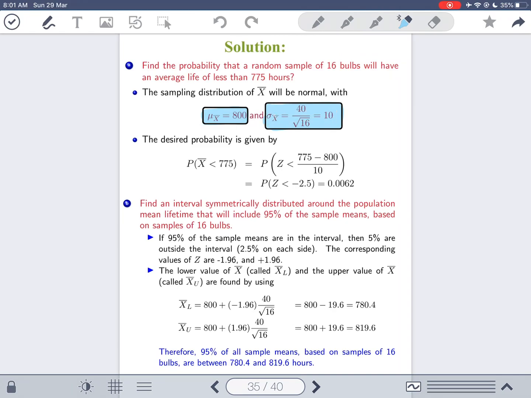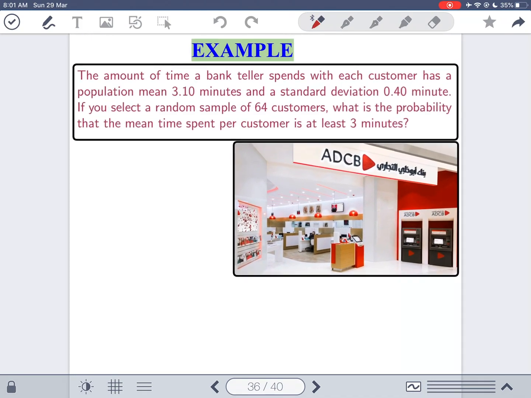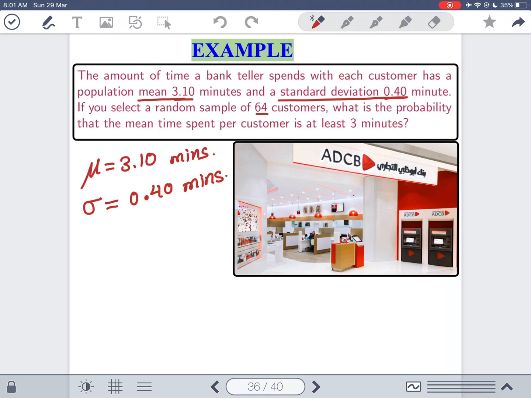Okay, so now we will go to the second question, second example, and we will solve it quickly. The amount of time a bank teller spends with each customer has a population mean mu equal 3.10 minutes and a standard deviation sigma equal 0.40 minutes. Okay, good. If you select a random sample of 64 customers, let me just put a line under the important things. So sample of 64 customers. So here my sample size is 64.